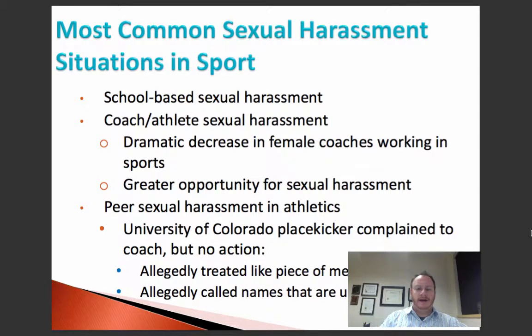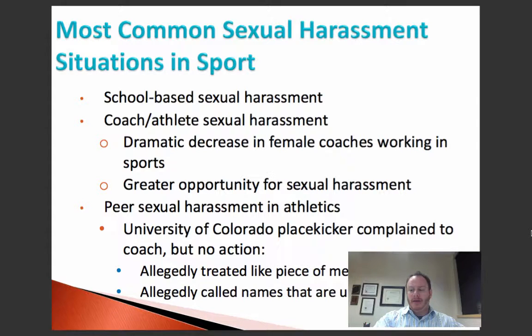So within the context of sport, oftentimes we have discrimination and sexual harassment in school. It could be that the school is singling out someone and creating a potential hostile work environment based on the conditions that they face on a day-to-day basis. But we've also seen more recently sexual harassment of coaches harassing athletes or administrators harassing coaches.